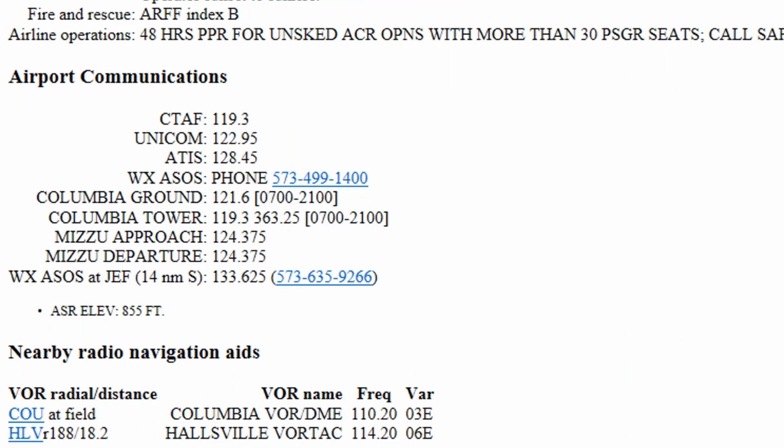One other source that may be available at some airports is Unicom. This is a radio operated by the airport operator or fuel seller. They often provide wind information. Here is the Unicom frequency for KCOU, or Columbia Regional Airport, which is 122.95.